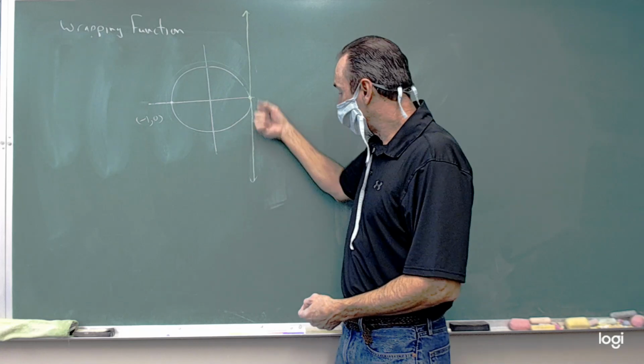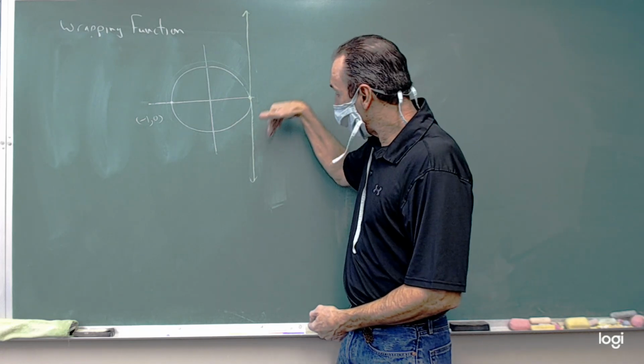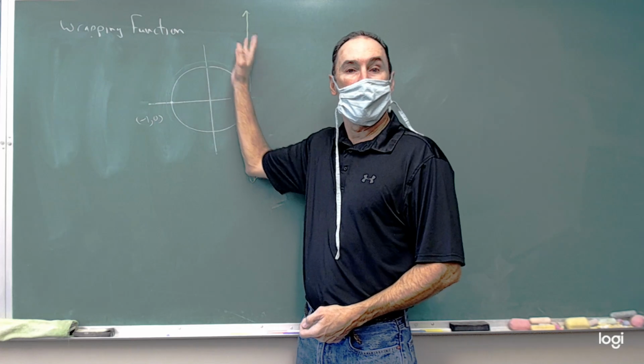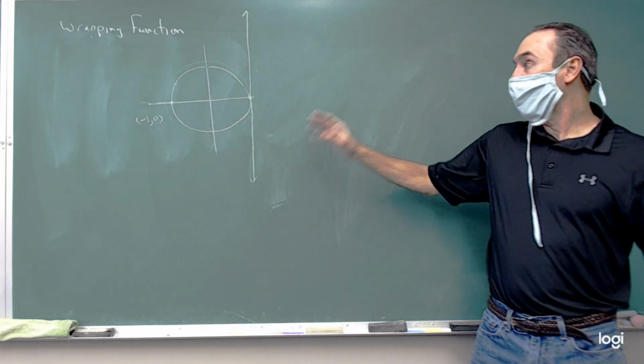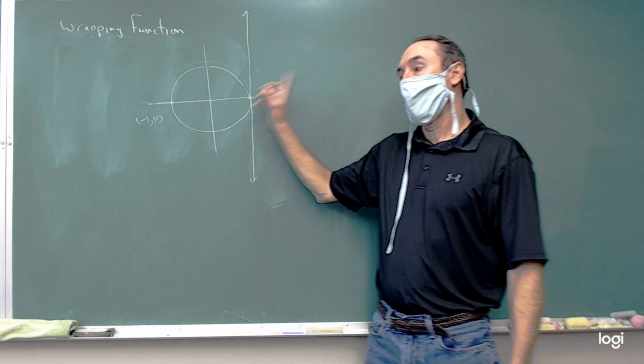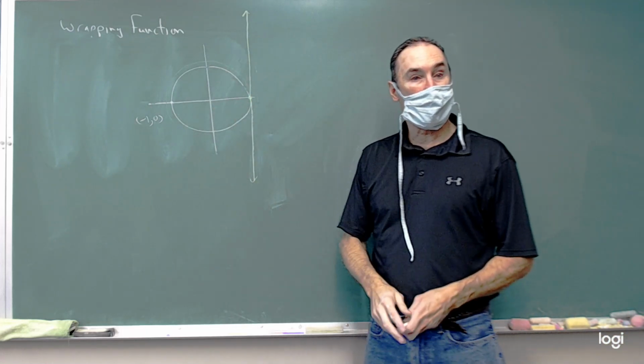I'm going to take the negatives, and this is flexible, and I'm going to wrap it around there going clockwise, and around and around and around forever and ever. So now every place on this real number line has a place on the unit circle.